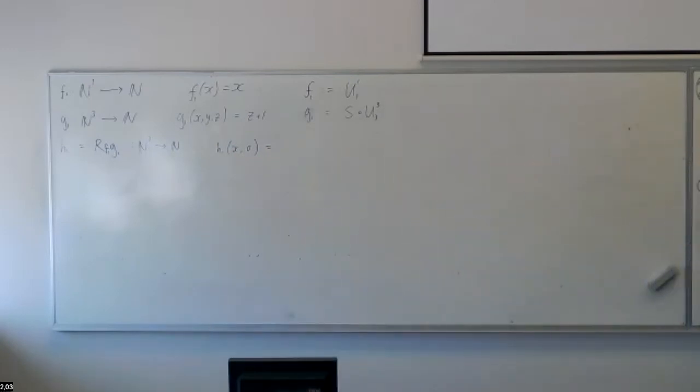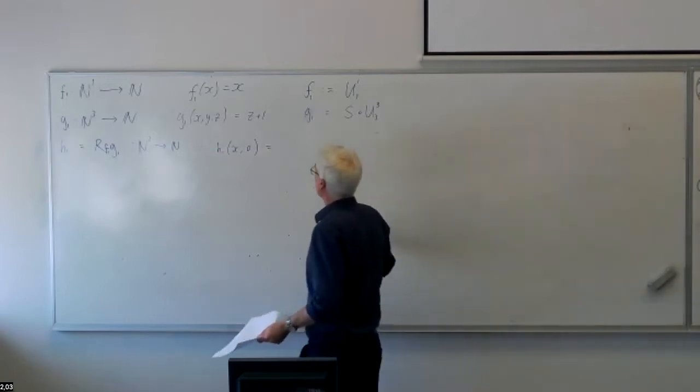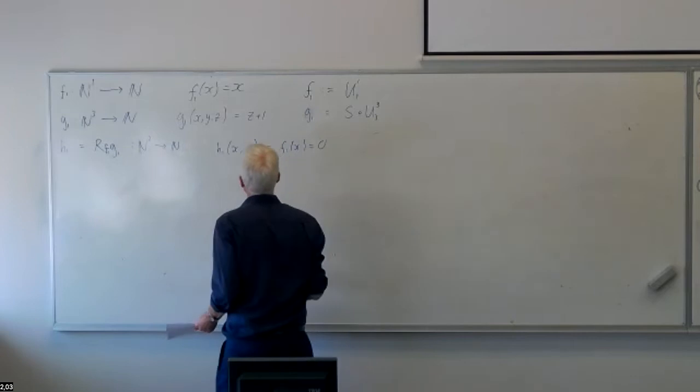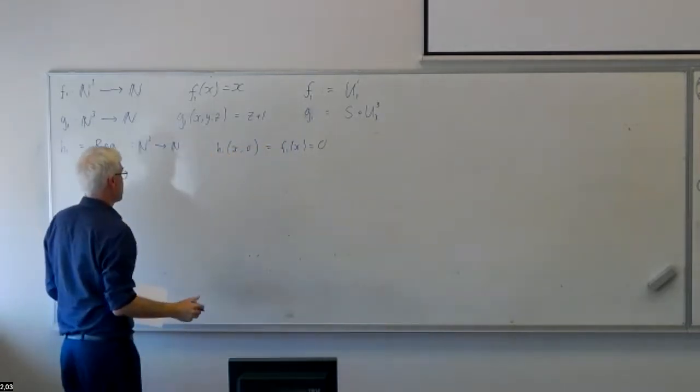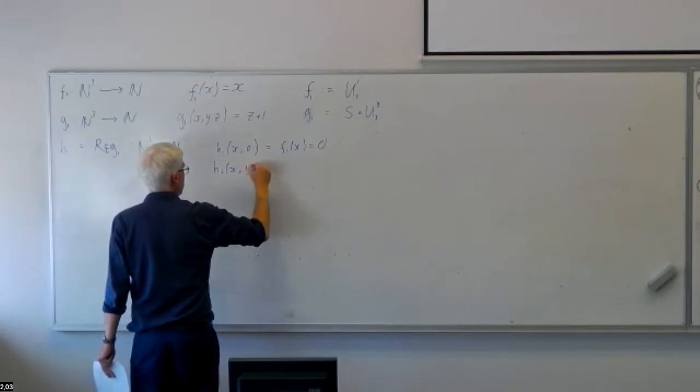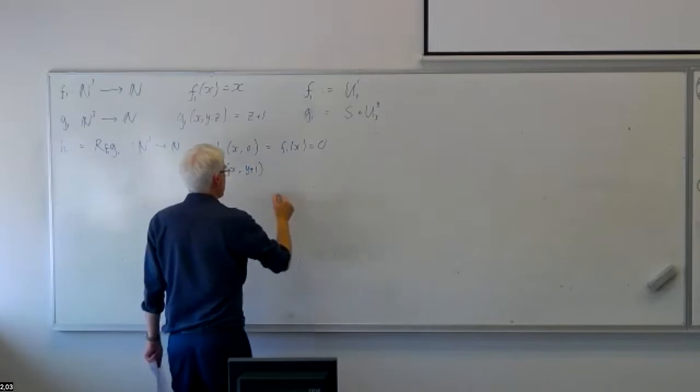So this is X and 0, this is F1 of X, of X. So F1 of X equals X. So H1 of X and 0 is X. H1 of X and let's say Y plus 1 is the second argument.